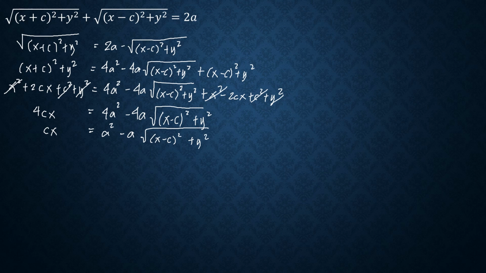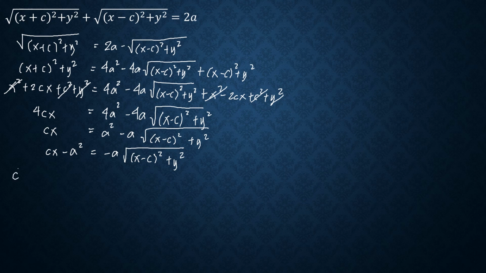Let us subtract a squared from both sides. So we will have cx minus a squared is equal to negative of a times the square root of x minus c squared plus y squared. There is still a radical symbol, so we can get rid of it by squaring both sides once again.